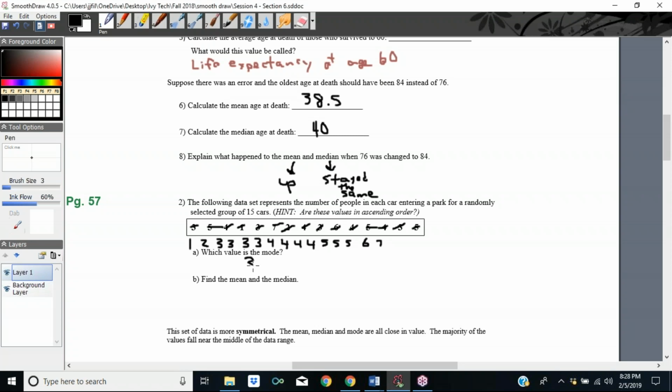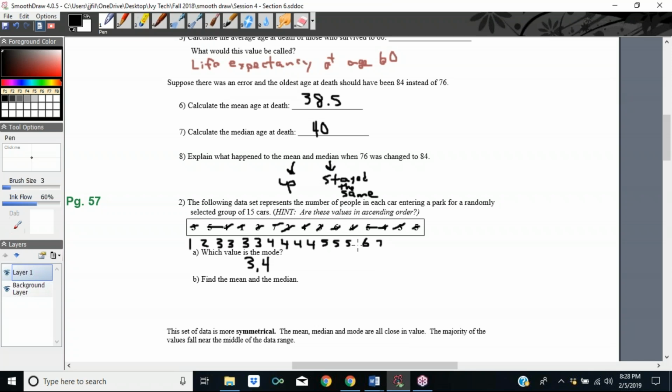So 3 and 4 are the modes. They both appear 4 times, so there are 2 modes, 3 and 4. So part B says, awesome job, and you had to count basically, it's bimodal, yep. And so we're looking at part B that says find the mean and the median. Well, I'm going to find the median first.